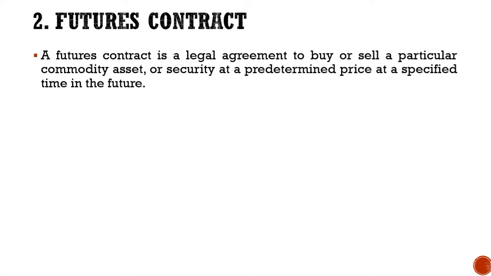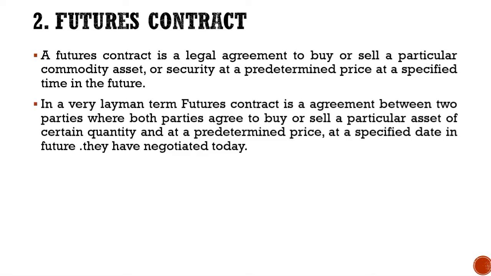The second type of foreign exchange transaction is called the future contract. Now, a future contract is a legal agreement to buy or sell a particular commodity, asset or security at a predetermined price at a specified time in the future. In layman's terms, a future contract is an agreement between two parties where both agree to buy or sell a particular asset of a certain quantity at a predetermined price at a specified date in future.